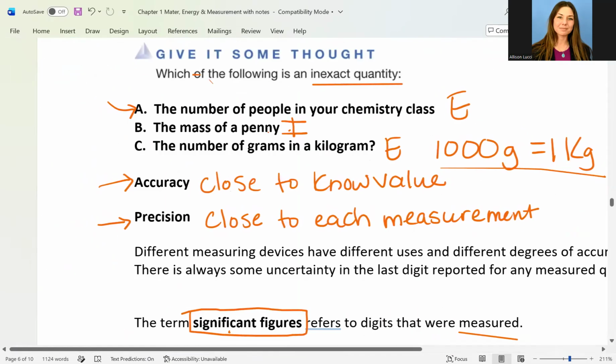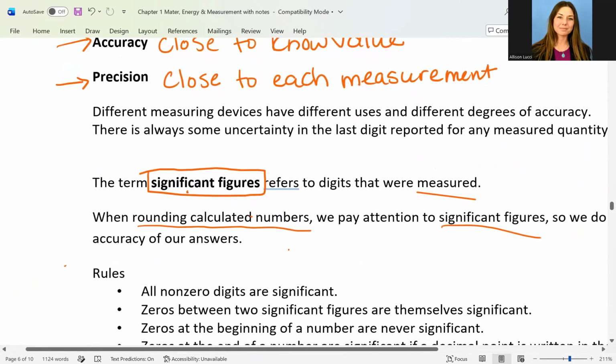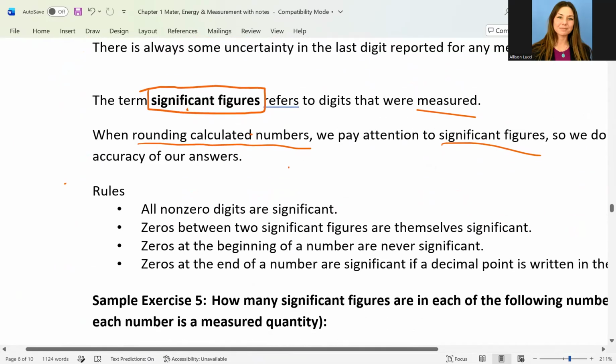Ooh, we kind of zoomed out there. We don't want to overstate the accuracy of our answer. And so we'll talk about the rules of significant figures in the next video.